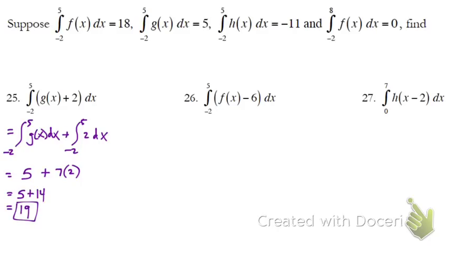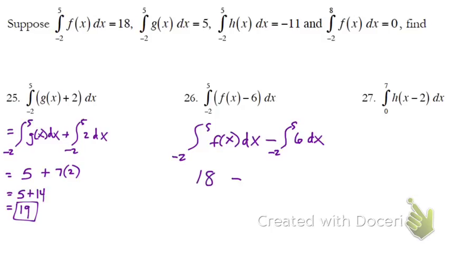For number 26, it's the same thing. Integral from -2 to 5 of f of x dx, only this time we're moving it down 6 units. When we move it down 6 units, it's like subtracting 6 units of area, like subtracting a rectangle that's 6 units high. So we'll do minus the integral from -2 to 5 of 6 dx. We know that the first part, -2 to 5 of f of x, is 18.